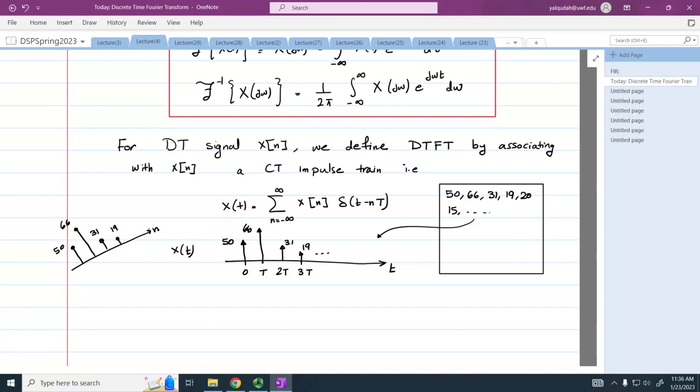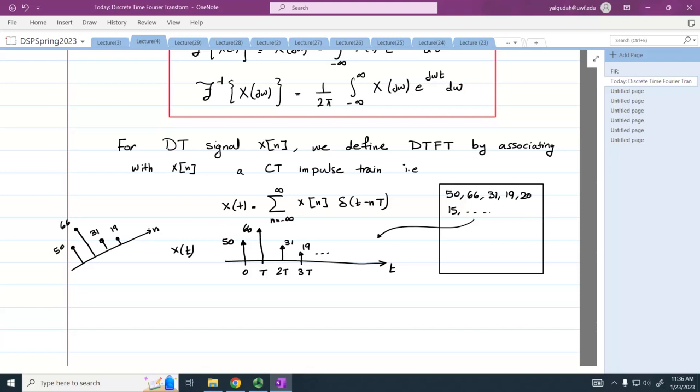Time. Sorry? Time. I guess time is... Yes, this is time. Therefore, it's a continuous time signal. This is index. Make sense? So what I've done, I've taken these indices, I generated a continuous time signal that looks like this from them.